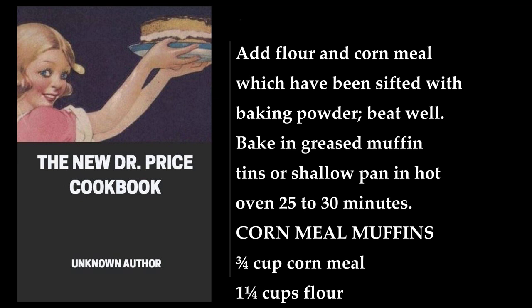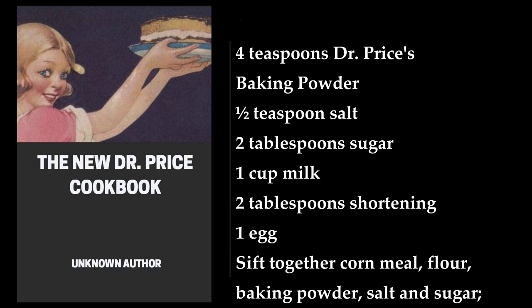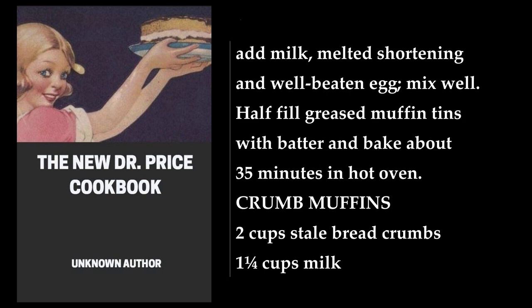Cornmeal muffins. 3/4 cup cornmeal. 1¼ cups flour. 4 teaspoons dry Price's baking powder. 1/2 teaspoon salt. 2 tablespoons sugar. 1 cup milk. 2 tablespoons shortening. 1 egg. Sift together cornmeal, flour, baking powder, salt and sugar. Add milk, melted shortening and well-beaten egg, mix well. Half fill greased muffin tins with batter and bake about 35 minutes in hot oven.